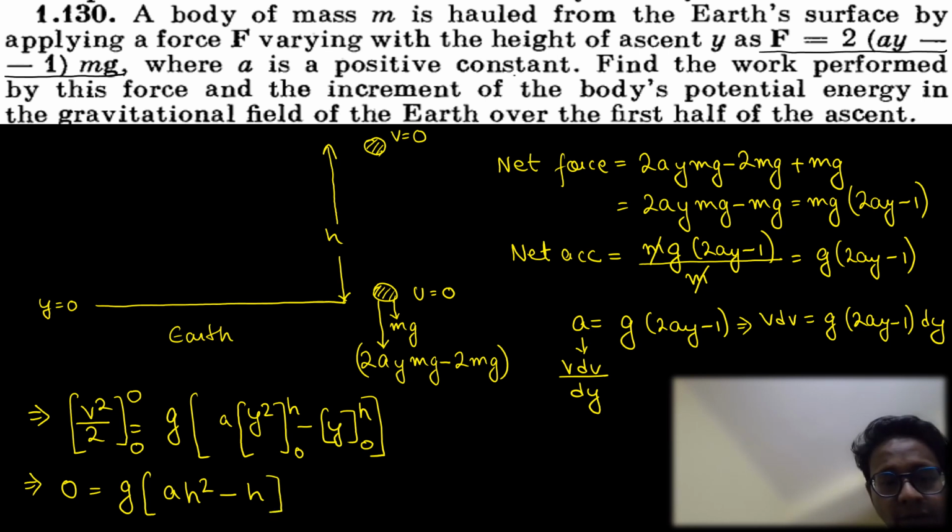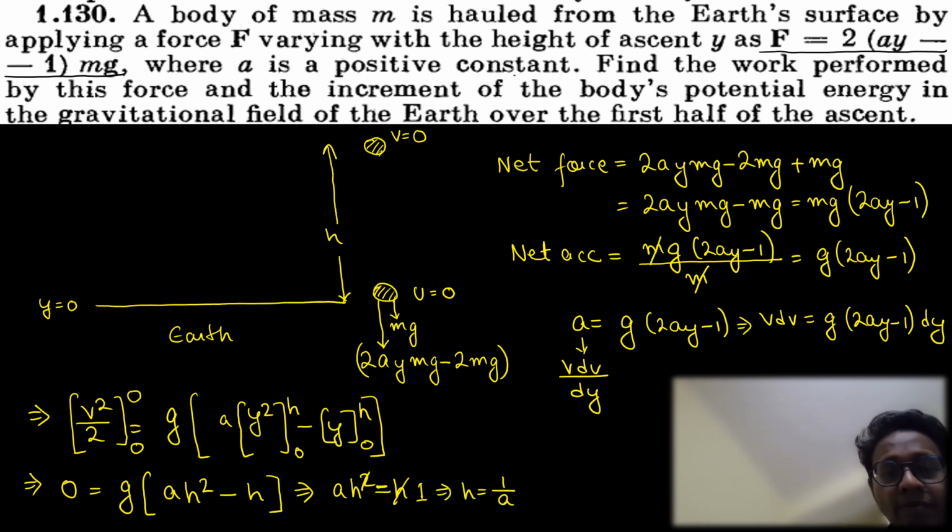If I solve this equation, I get the value of h. g can be equated to 0, so a h square minus h is equal to 0. If I send the h to the right hand side, it becomes a h square equals h. This h would cancel with one h, so h is equal to 1 by a.